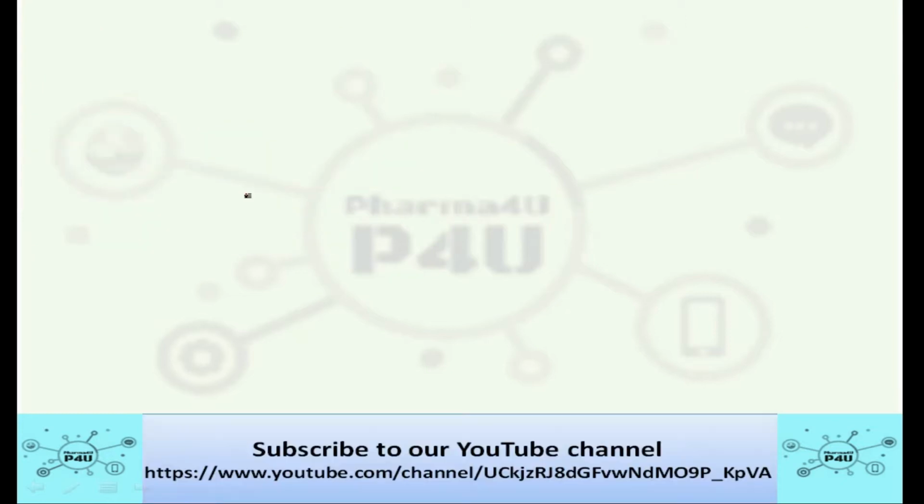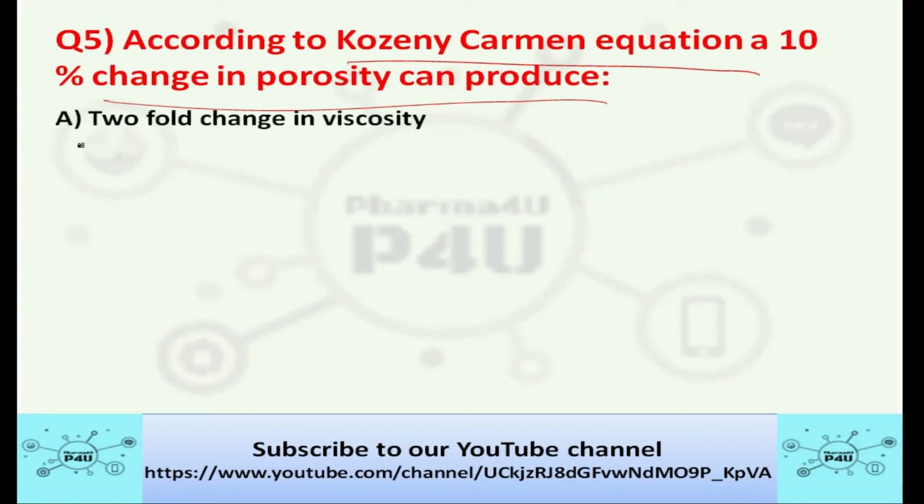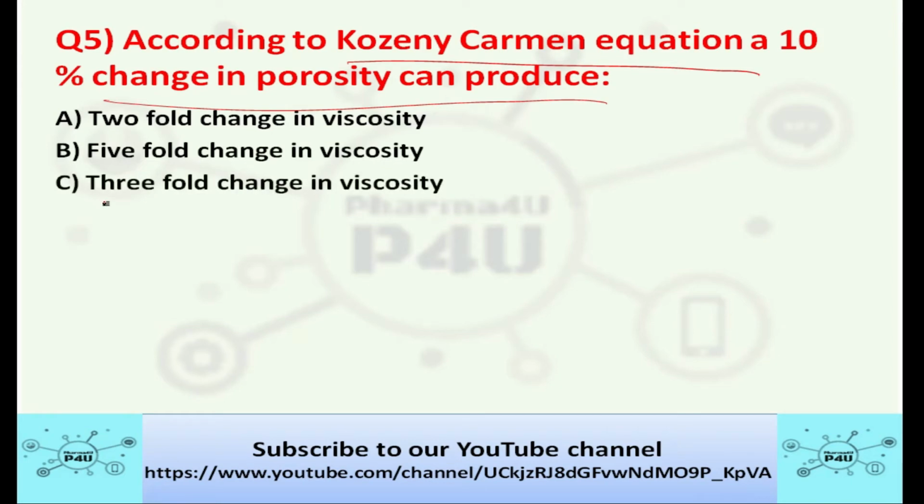Now the next question is: according to the Kozeny-Carman equation, a 10% change in the porosity can produce, option A, twofold change in viscosity, option B, fivefold change in viscosity, option C, threefold change in viscosity, option D, none of the above. So which is the correct answer according to the Kozeny-Carman equation? The correct answer is none of the above.